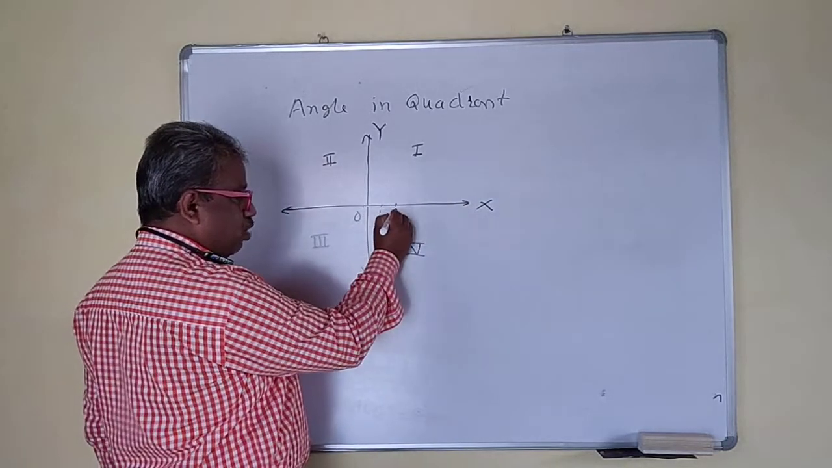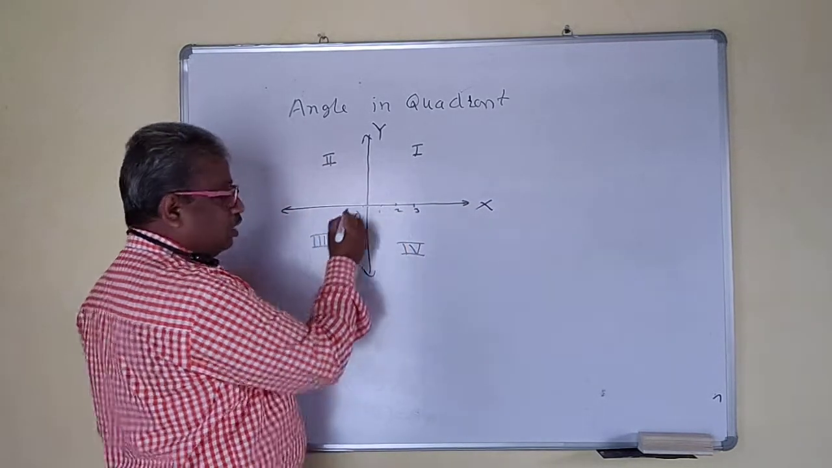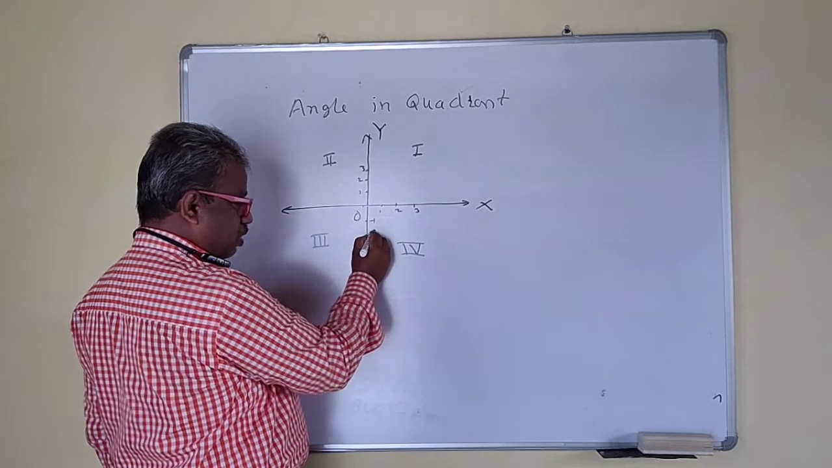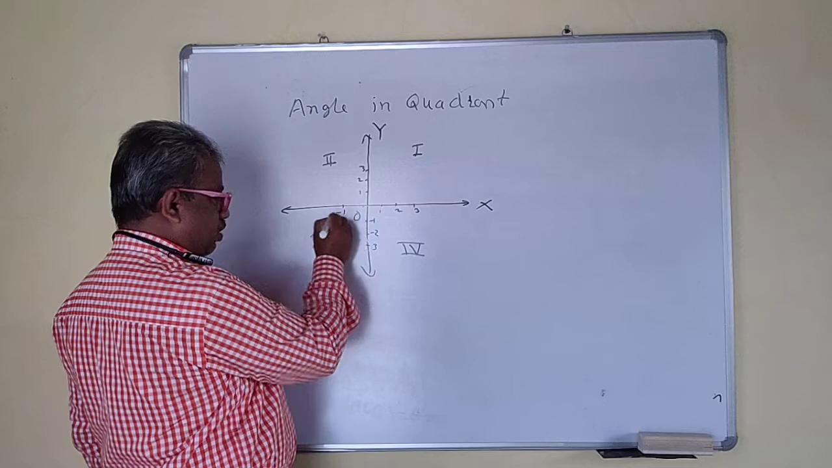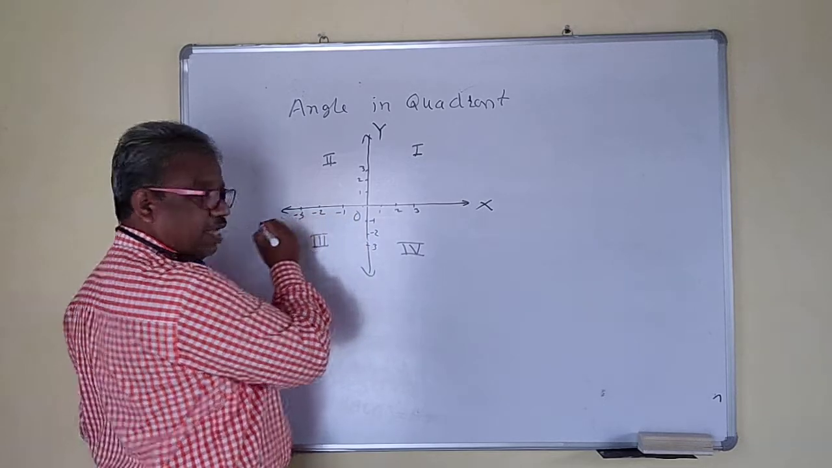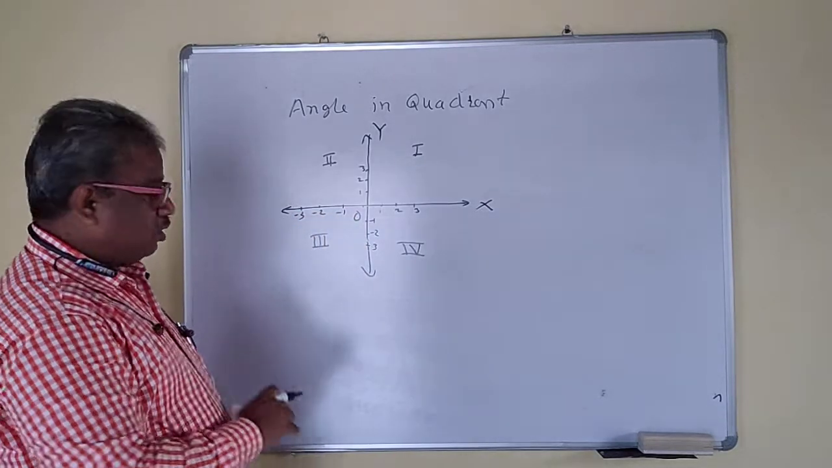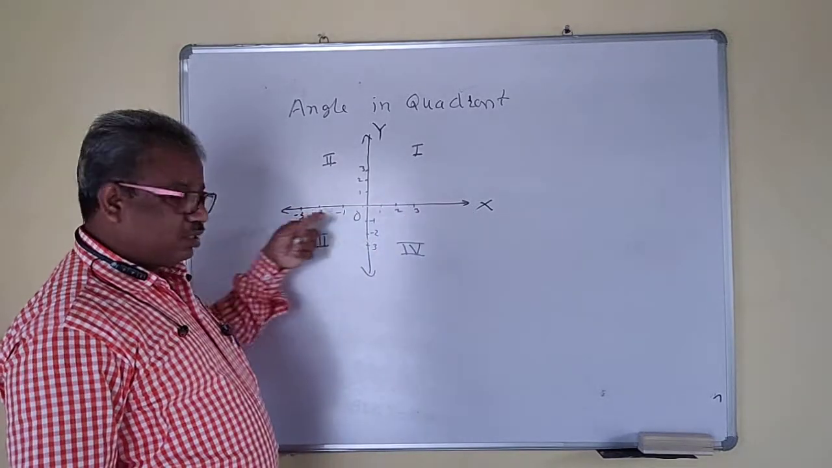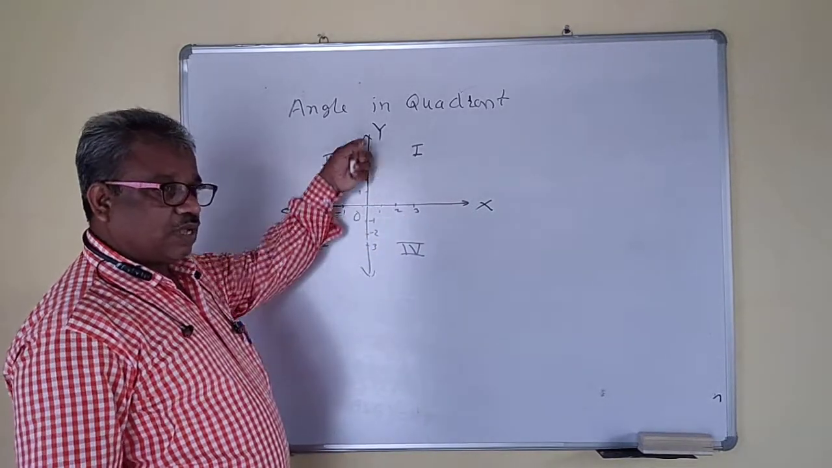Now see here, this is your positive x-axis, this is your negative x-axis. That means here 1, 2, something like this. Here 1, 2, you are showing this, right? Then here minus 1, minus 2, minus 3. Here minus 1, minus 2, minus 3, right? So this is positive x-axis, this is negative x-axis, this is negative y-axis, this is positive y-axis.